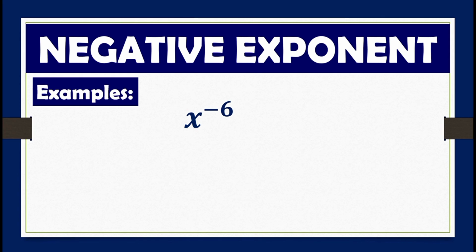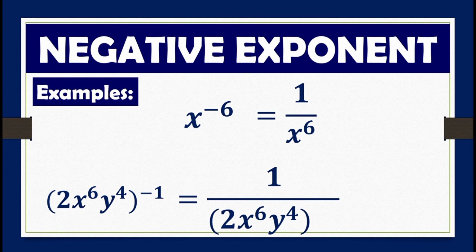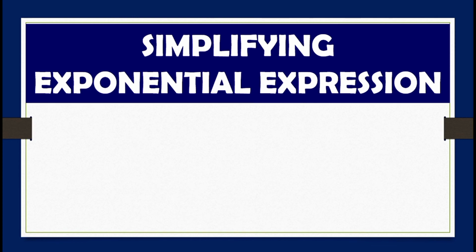x raised to negative 6 can be written as 1 over x to the sixth power. And quantity 2x to the sixth y to the fourth raised to negative 1 can be written as 1 over quantity 2x to the sixth y to the fourth. So this is how to write our expressions with negative exponent. Let's also simplify exponential expressions.